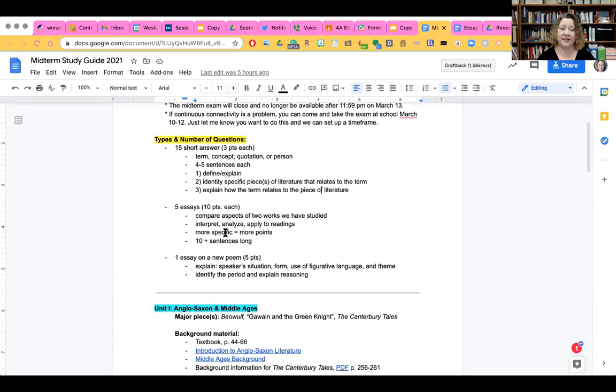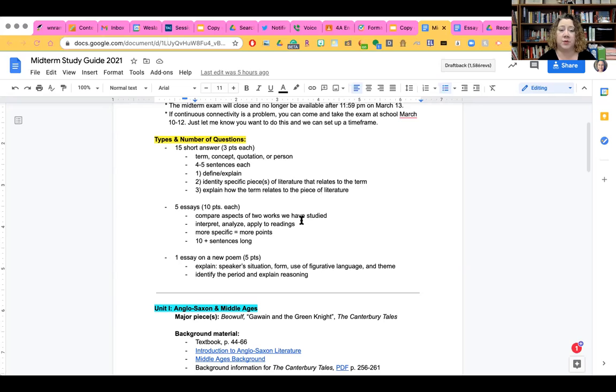Okay, then there will be 5 essays. Those are 10 points each. They use the term essay, but they just mean longer response because it's not really an essay. It's like at least 10 sentences. They want you to go a little more in depth on these, and that's why they're worth 10 points instead of 3 points. So on these, they're more like the discussion questions that we've been doing, where they're asking you to compare things and write about qualities of different pieces of literature. So that's what those are more like.